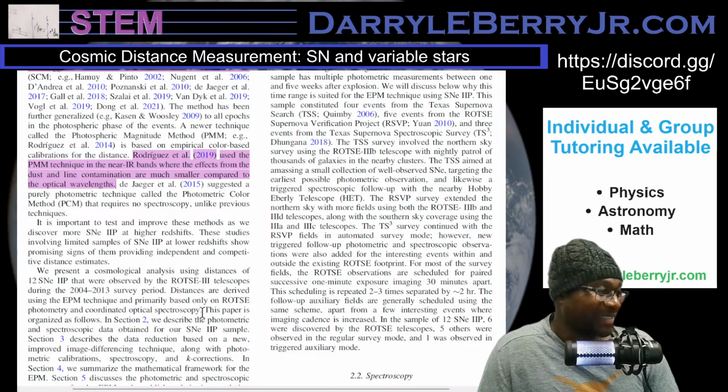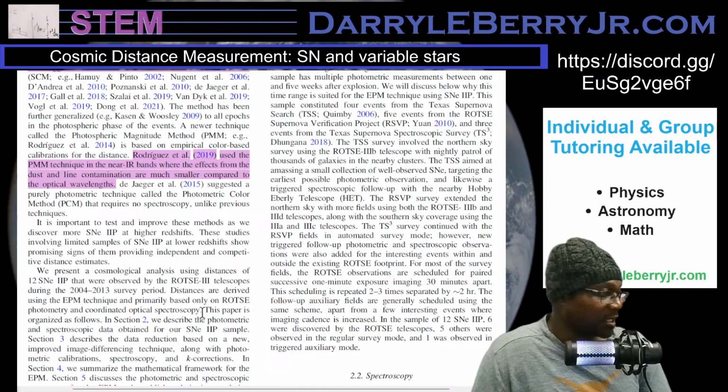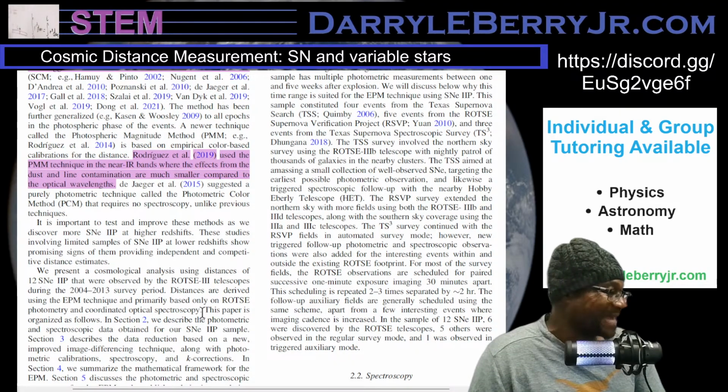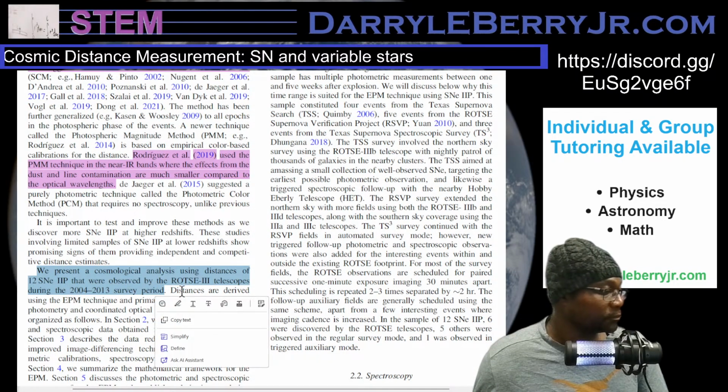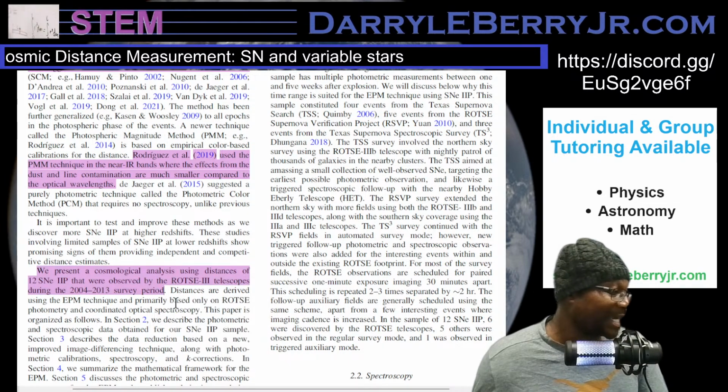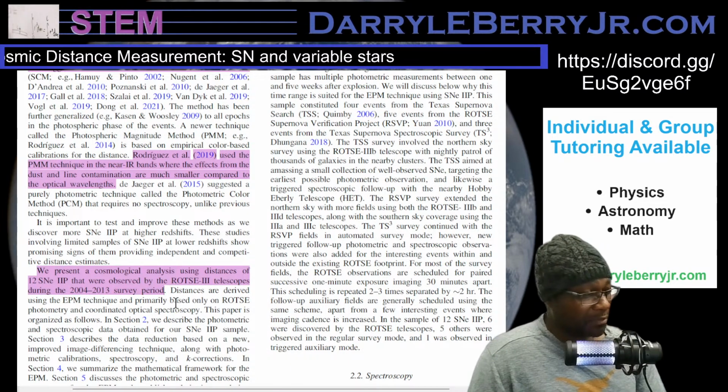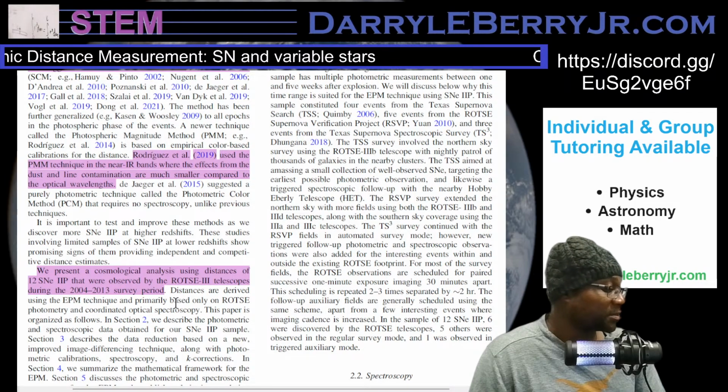We represent a cosmological analysis using distances of 2P that are observed by the Rossi 3 telescopes during the 2004 to 2013 survey period. Distances are derived using the EPM technique and primarily based only on Rossi photometry and coordinated optical spectroscopy.